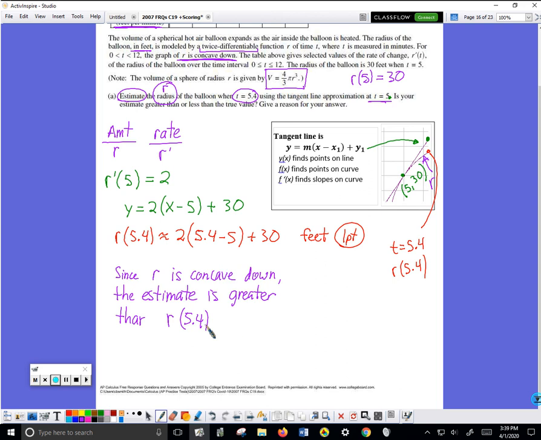If you have those words, must be pretty much word for word, you get the second of the 2 points on part 5A.